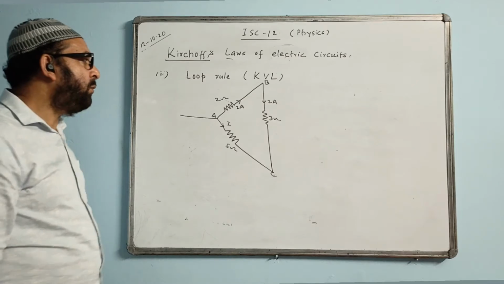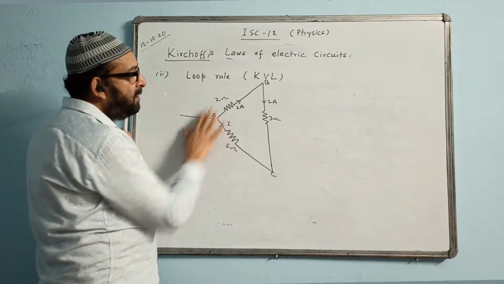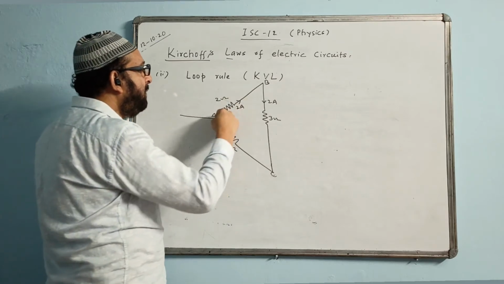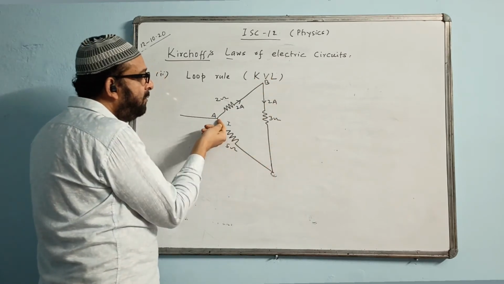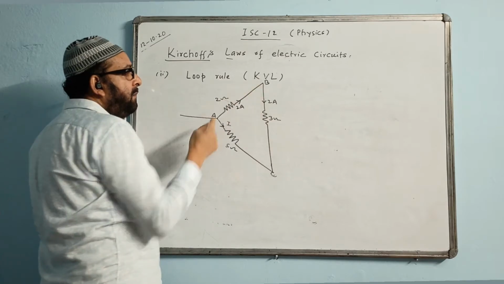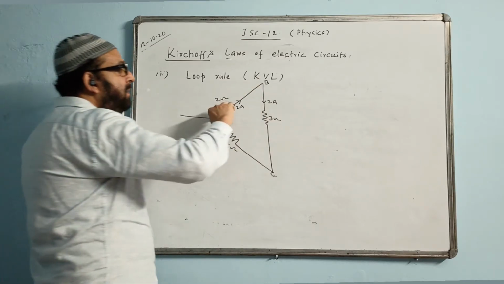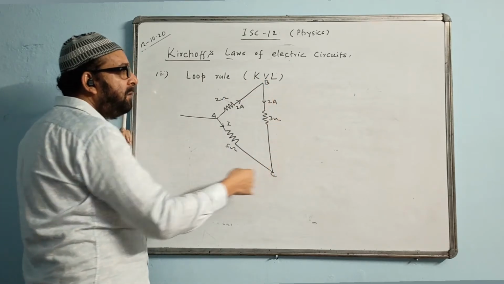First we'll give the name of the loop. Because this time there is no cell or battery shown, we can take it any way. We can take that as A, B, C, A, or we can take A, C, B, A. So any one way we can take. It is up to us. Normally we take it this way, in the direction of the majority.